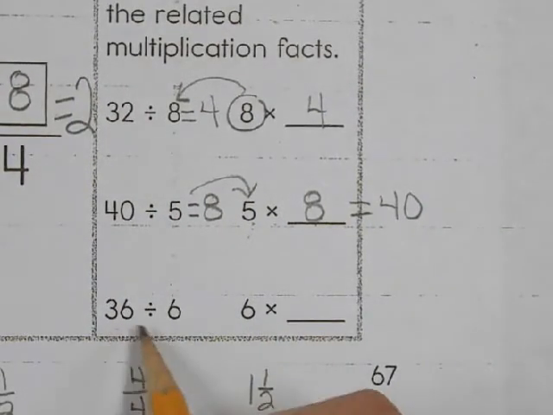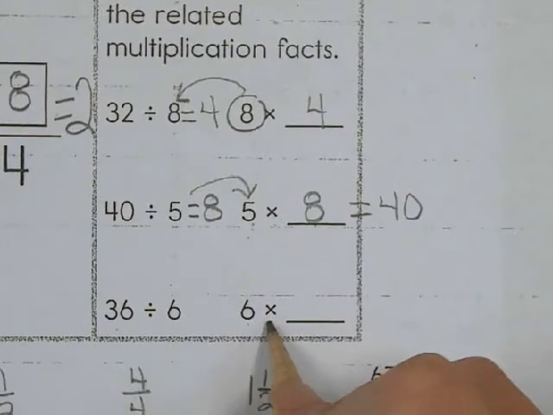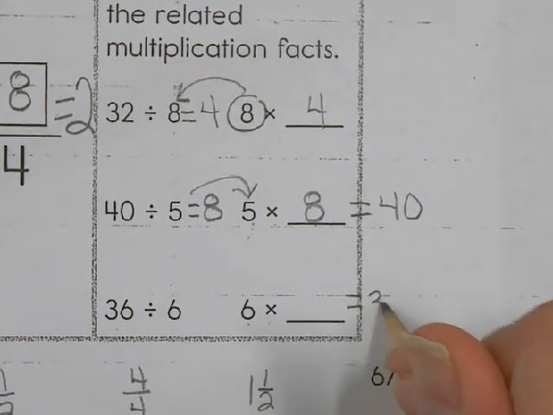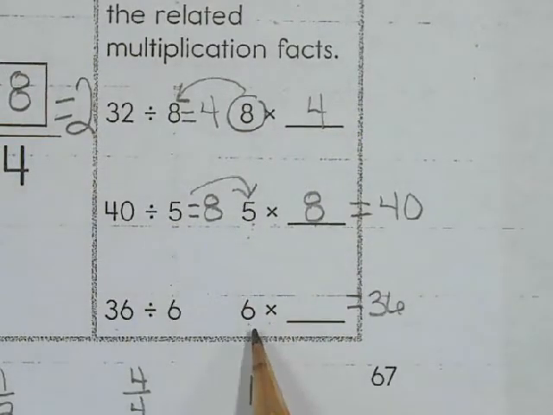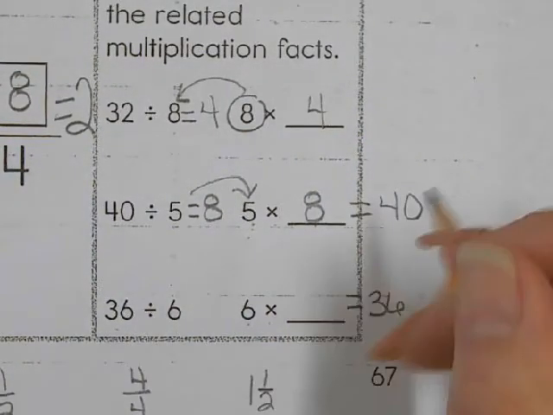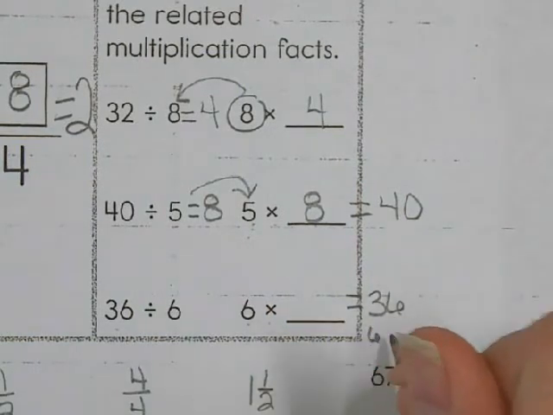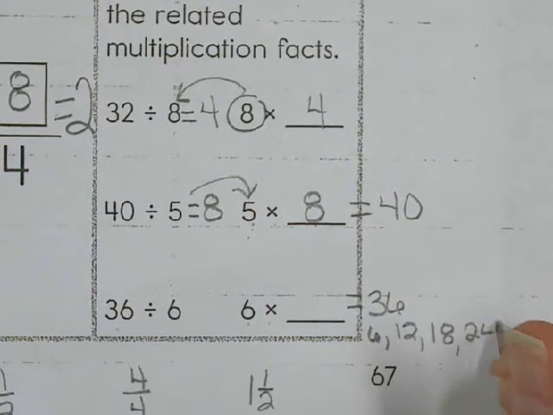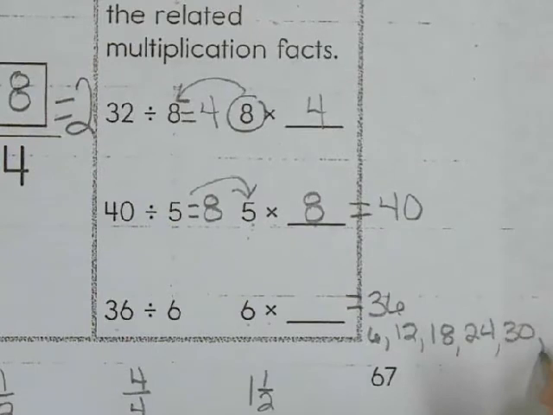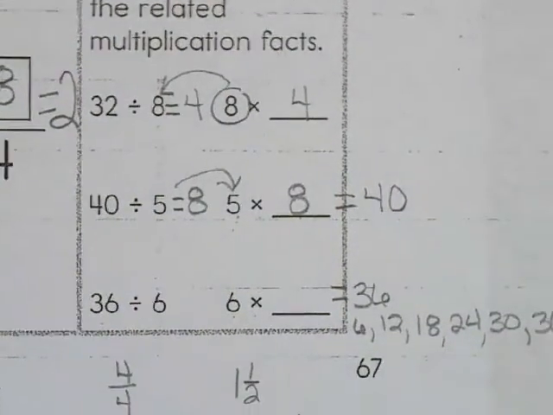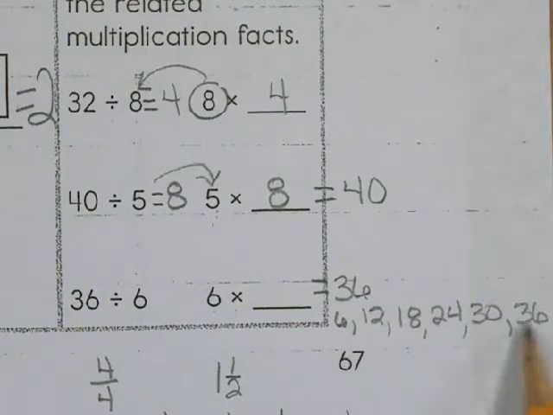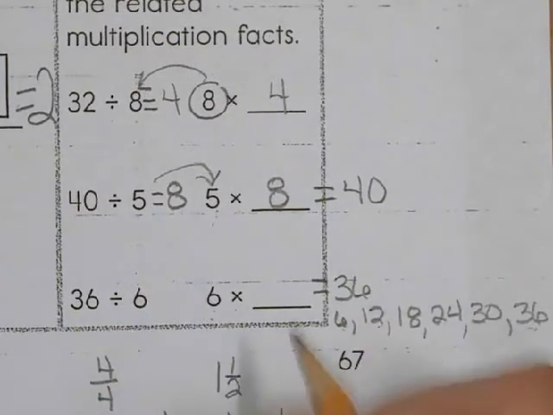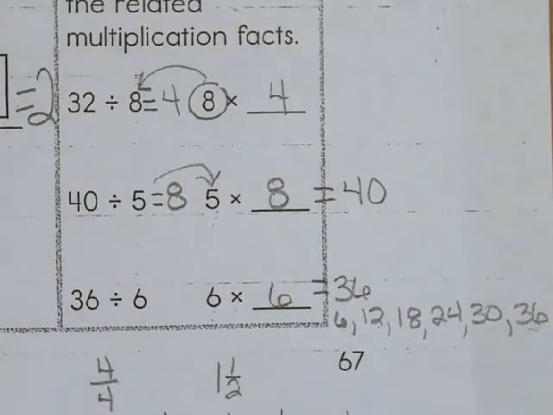So that is our missing factor in our multiplication sentence. Same for 36 divided by 6. 6 times blank equals 36. So if I know my multiplication facts, or if I don't know my multiplication facts, I can count by 6s. 6, 12, 18, 24, 30, 36. So if I have up to 36, I have 1, 2, 3, 4, 5, 6 groups of 6 to make 36. So my missing factor is 6.